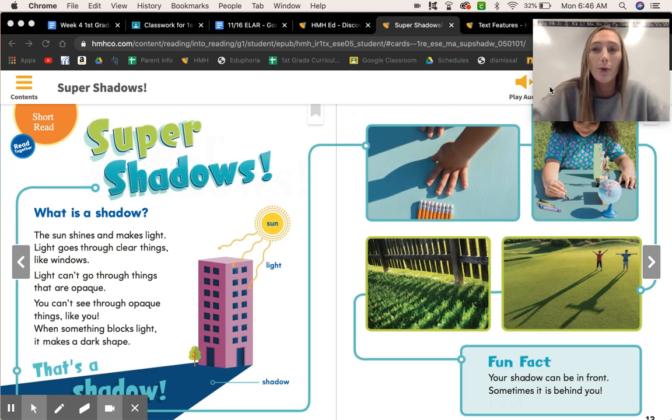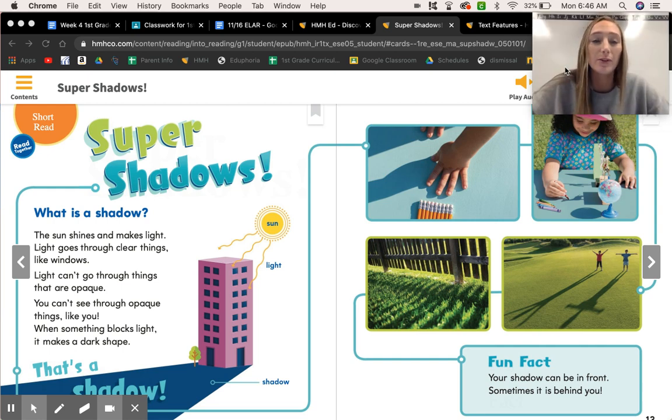So we're going to go over the book we used in our read aloud today called Super Shadows. And we're going to talk about the labels and the diagrams in this image. So our title is in different colors and it has an exclamation point because it's something super exciting. And it's called Super Shadows. And so that draws your attention to the story. And you're like, I wonder what they're talking about.